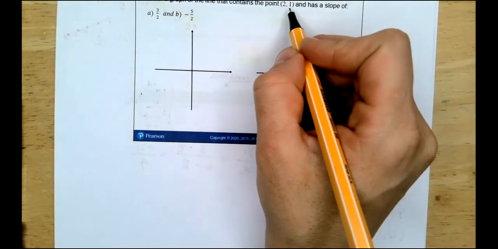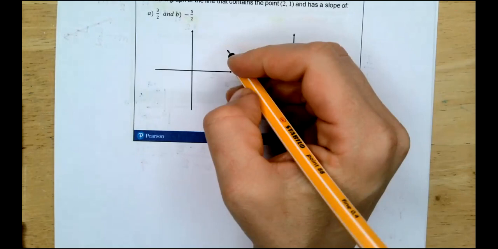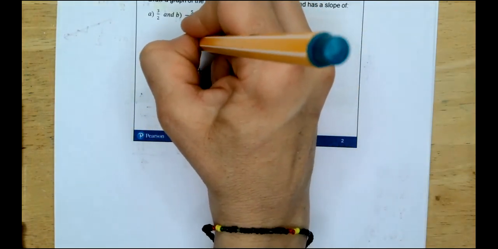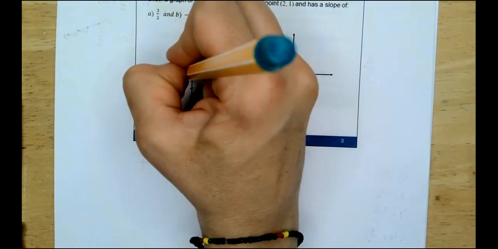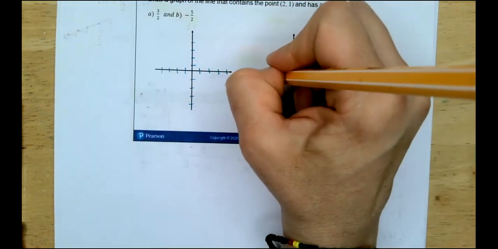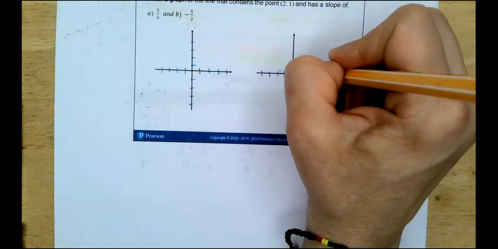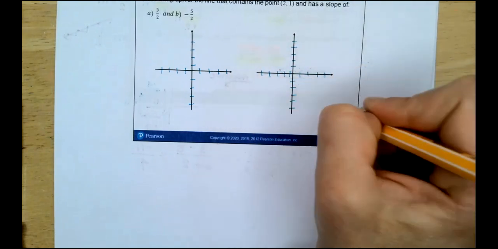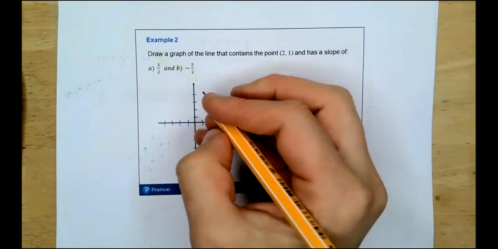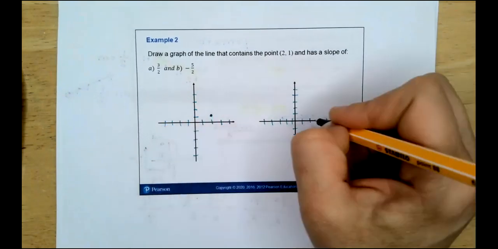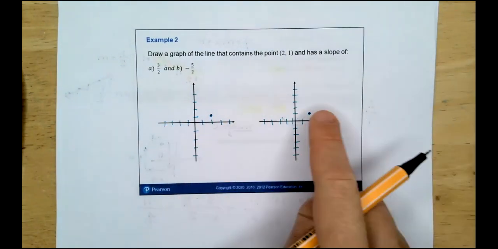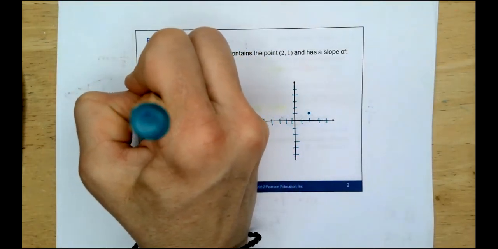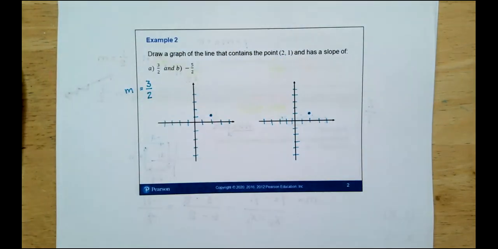What would the graph of the line that contains the point (2, 1) and has a slope of 3/2 look like? So I'm going to find the point (2, 1), 2 on the x, 1 on the y. So I'm doing two different graphs. From the point (2, 1), this first slope is 3/2. So my slope is 3/2.